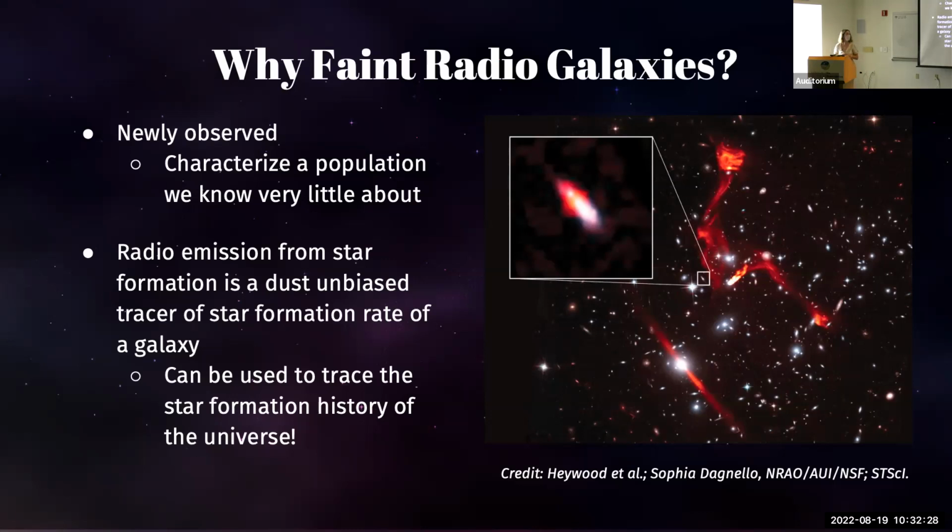Additionally, radio emission in galaxies is very interesting because radio emission from star formation, as opposed to from an active galactic nuclei, is a dust unbiased tracer of star formation rate of a galaxy. And by using star formation rate of galaxies at various redshifts, we can actually work to trace the star formation history of the universe and draw conclusions about how our universe came to be as we see it today. So in that way, it can really be used to answer some of the most fundamental questions of astronomy at this moment in time.